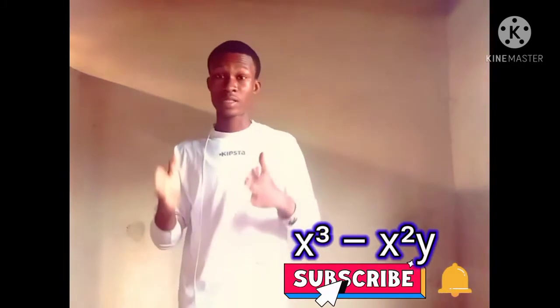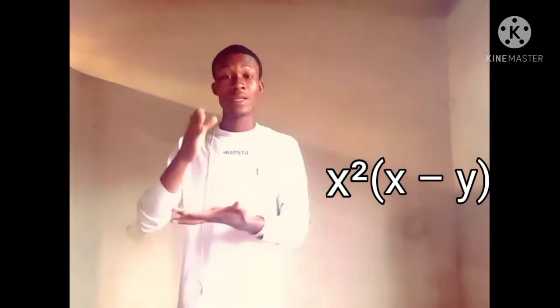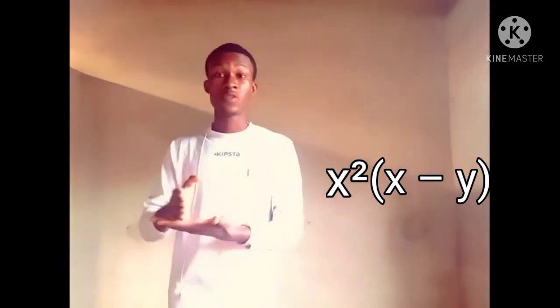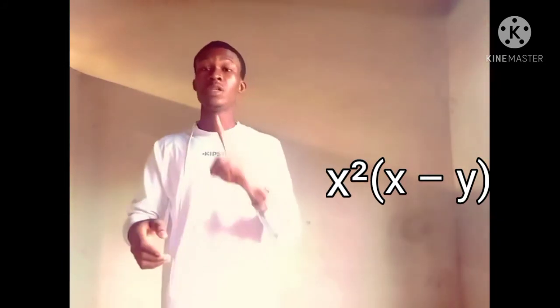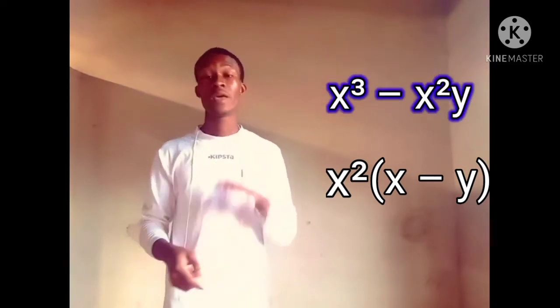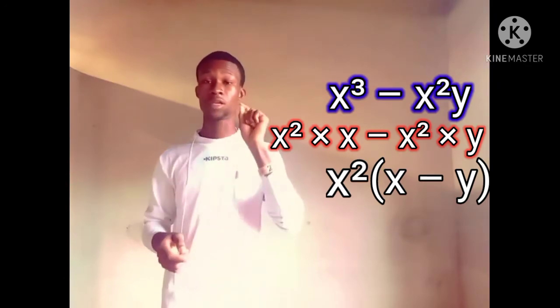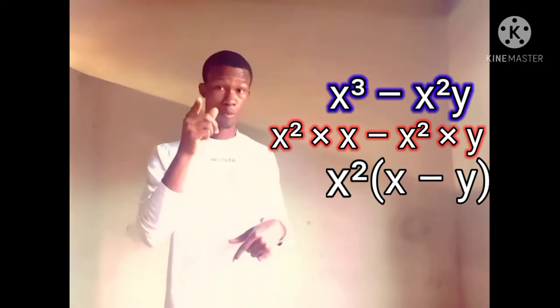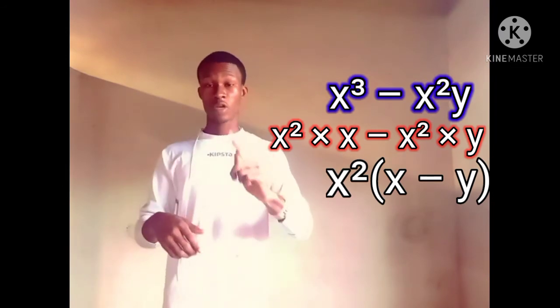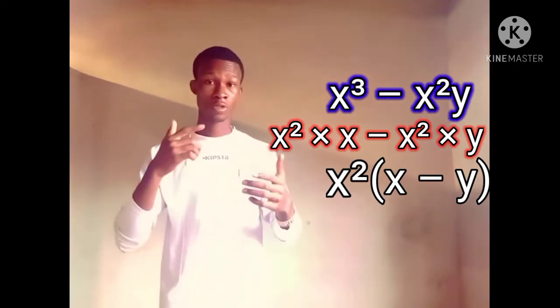So now that we are done with this example, take a question like x cubed minus x squared y, and you are told to factorize it. Let's pick out what is common to x cubed and x squared y. Because x squared times x gives you x cubed, and x squared times y gives you x squared y. So we take out x squared, open up the bracket, which is the small box I mentioned, and place x inside, then minus y.